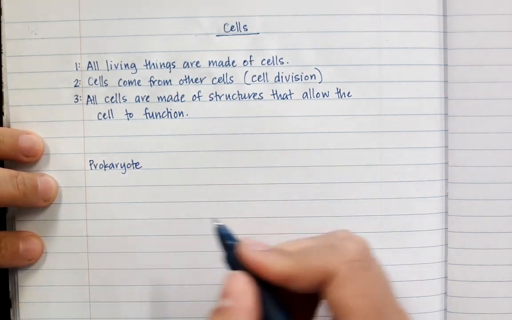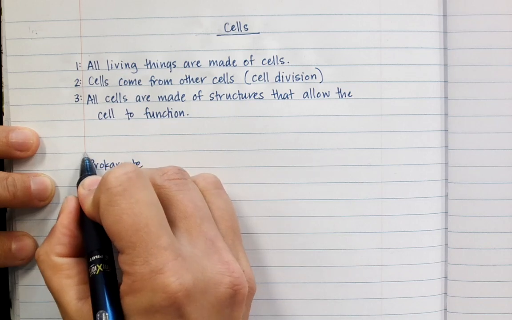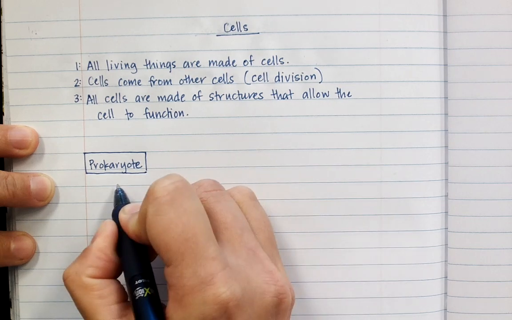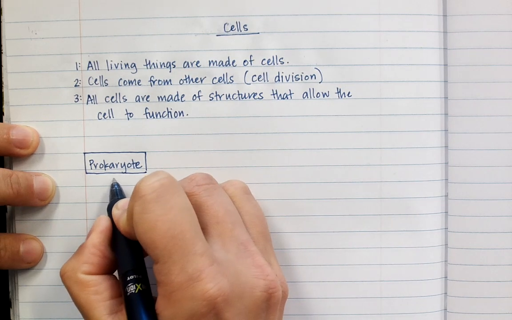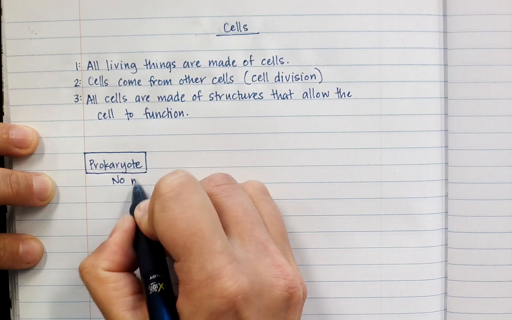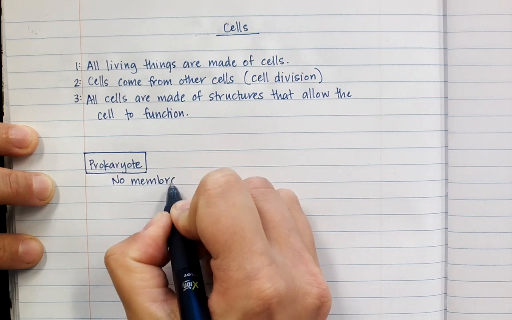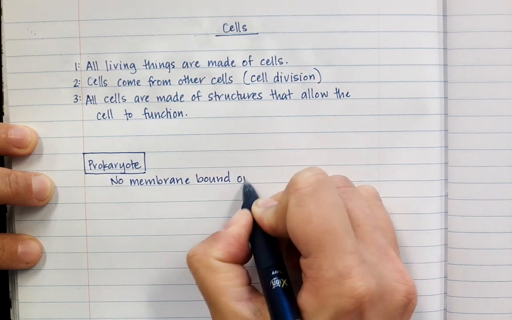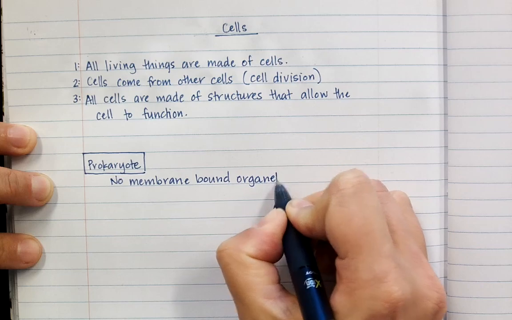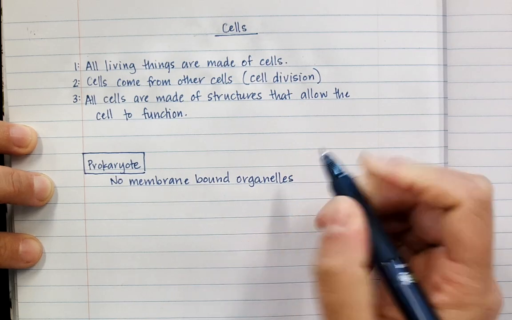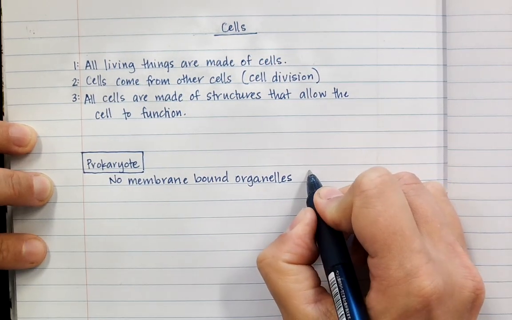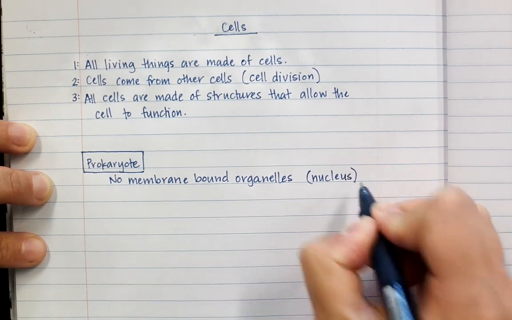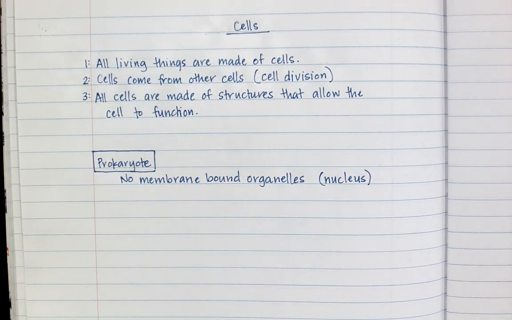So we're going to define this. Well, first I'm going to put a box around it just to make it clear. That's our heading here. That these are things that have no membrane-bound organelles. Specifically, they don't have a nucleus. That tends to be the membrane-bound organelle that most people think of when they think of prokaryotes.